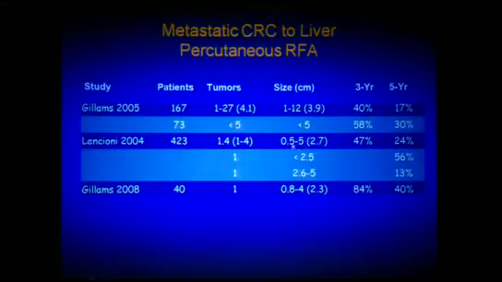Lencioni, our Italian colleagues, looked at 423 patients, looked at a select number of tumors in the patient, and looked at a smaller number in terms of size. When he selected those patients out for a smaller number and smaller size tumor, overall survival significantly increased. Gillams went back in 2008 and looked at 40 patients with a select size, average of 2.3 centimeters, and had an improved overall survival from his 2005 study. So the overall gist of this is that size does matter, and the number of tumors in patients does matter.